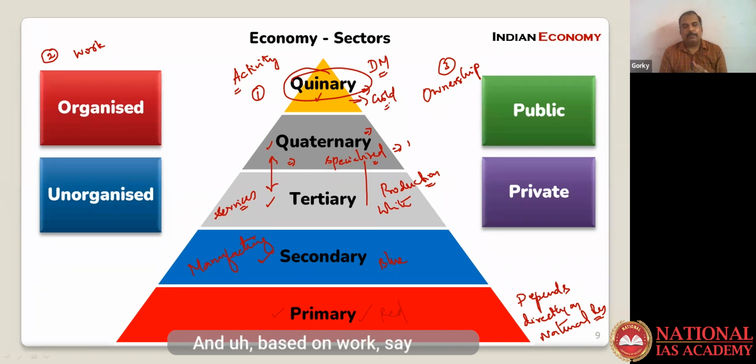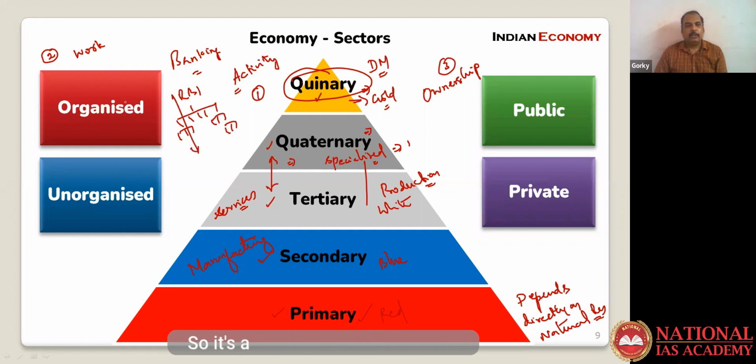And based on work nature, that is whether you are organized or not. Organized in the sense your sector has a structure. You have some apex organization, you report something, you have a general structure of the entire organization, then we call it organized. Otherwise unorganized. Say, for example, banking. Banking sector is an organized sector. Why? Because you have RBI, behind RBI you have a set of banks, different classifications of banks, which are classified in turn into various other banks. So you have some hierarchy put in place.